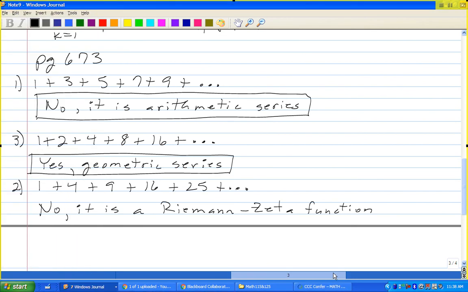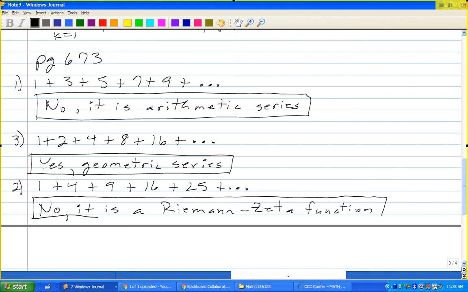Okay, so if you are adding a common difference, then it is an arithmetic sequence. If you are multiplying by a common ratio, it is a geometric sequence. If you add the terms, then it's called a series. In this case, we're actually raising each of these to a power. If you raise everything to a power, it's called a Riemann zeta function.